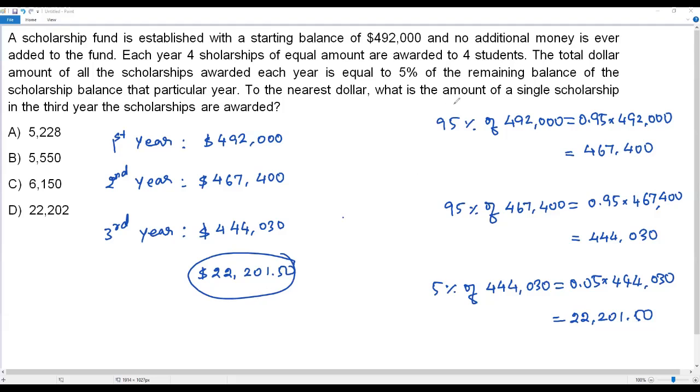But we have to find the amount of a single scholarship in the third year. Then what do we have to do? We have to divide the total scholarship in the third year by 4. Okay, let me divide this 22,201.50 by 4.